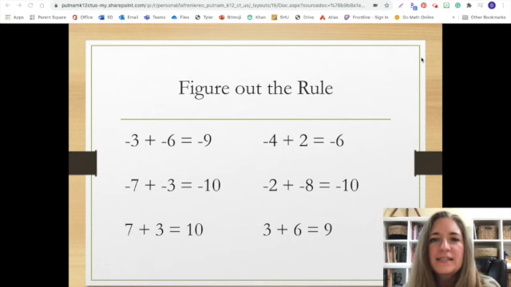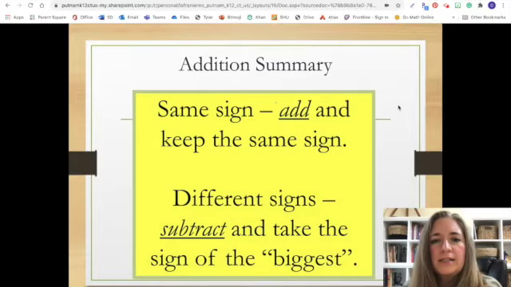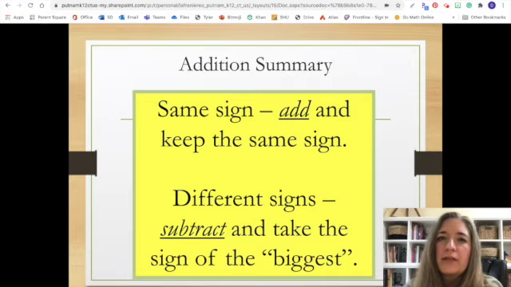So look at these examples and think about what the rule might be. I'll ask you some questions to guide you into that thought process. So what you should find is that the rules we thought about were that if the sign in the addition problem is the same, you add and you keep the same sign. But if the signs are different, you subtract and you take the sign of the bigger number. So let's try a few.